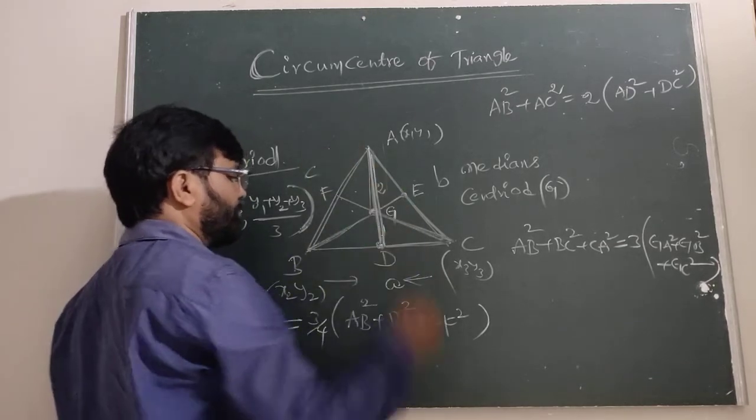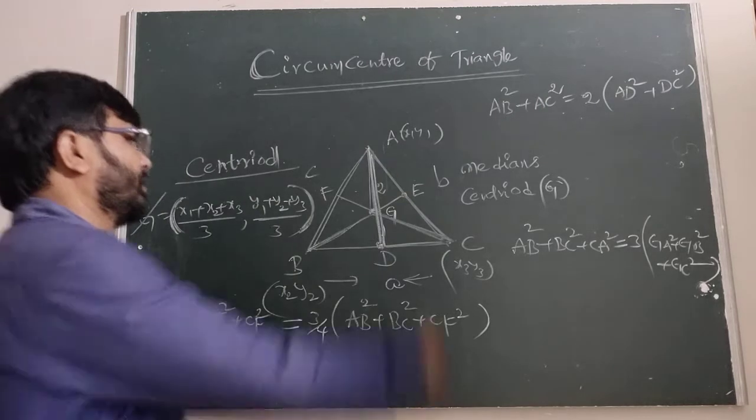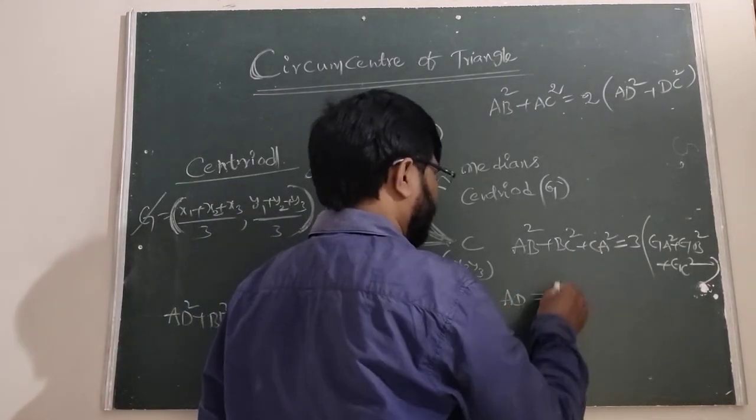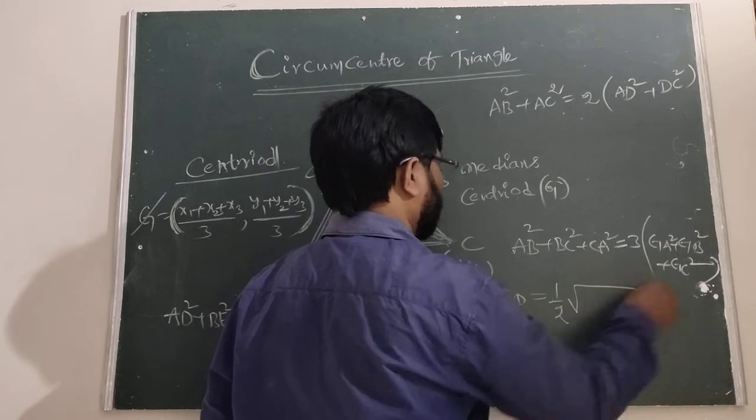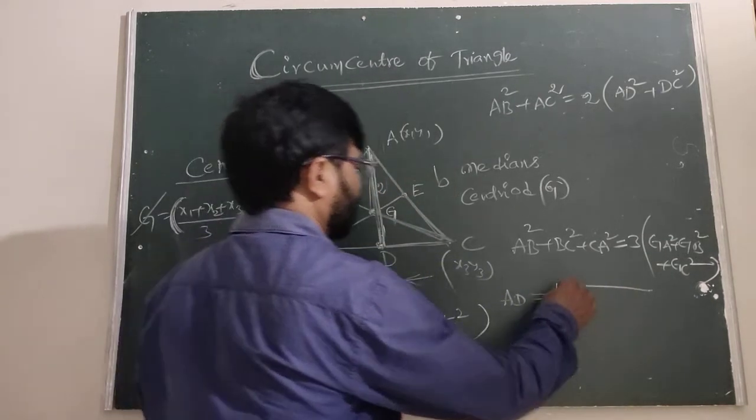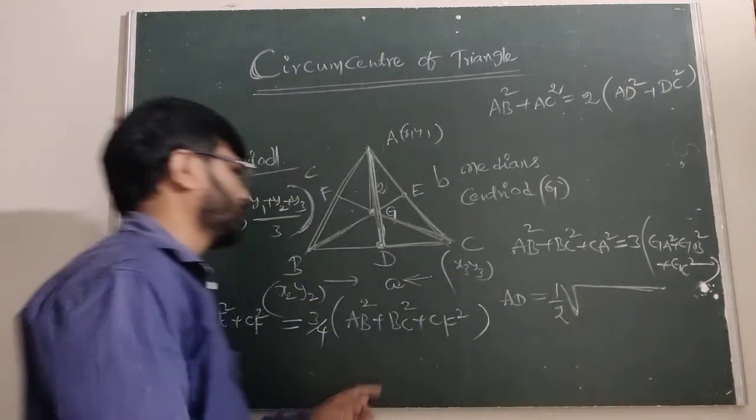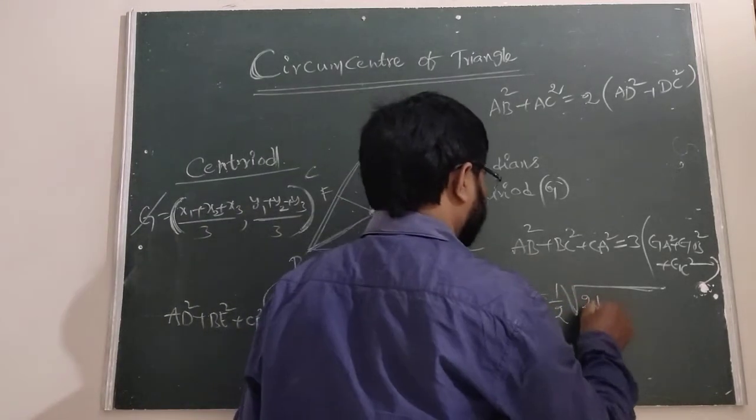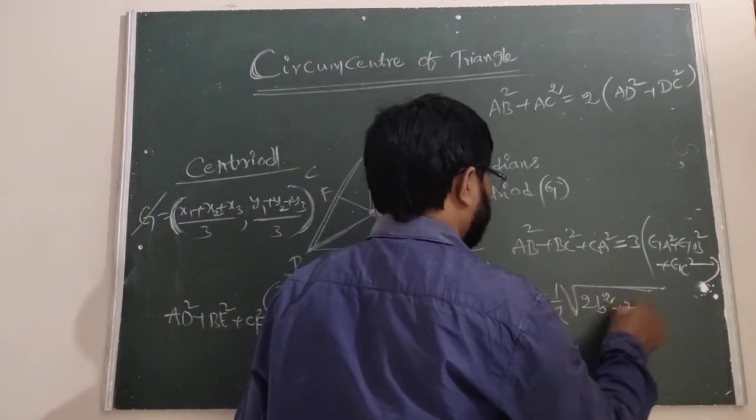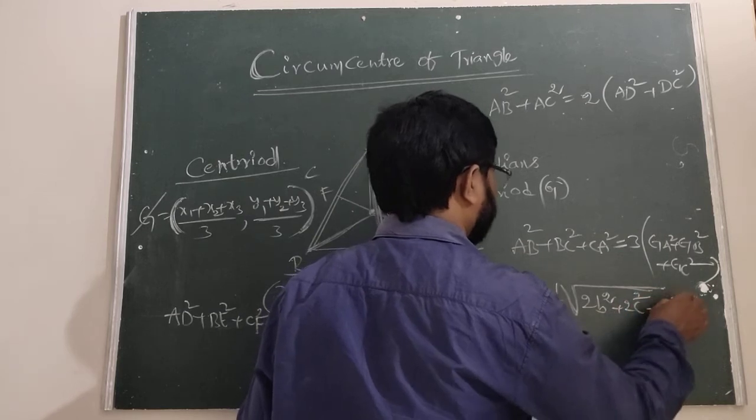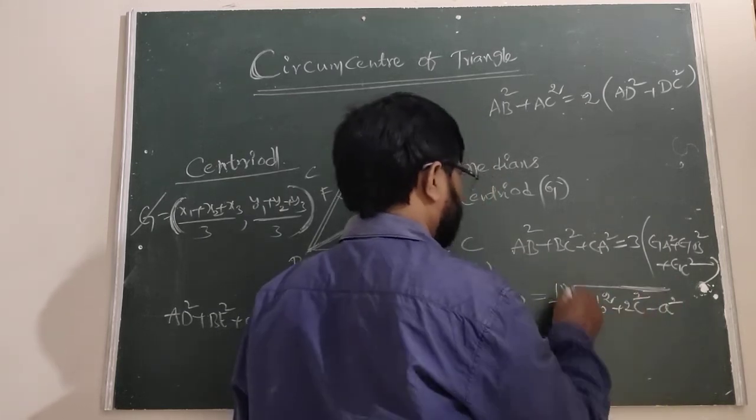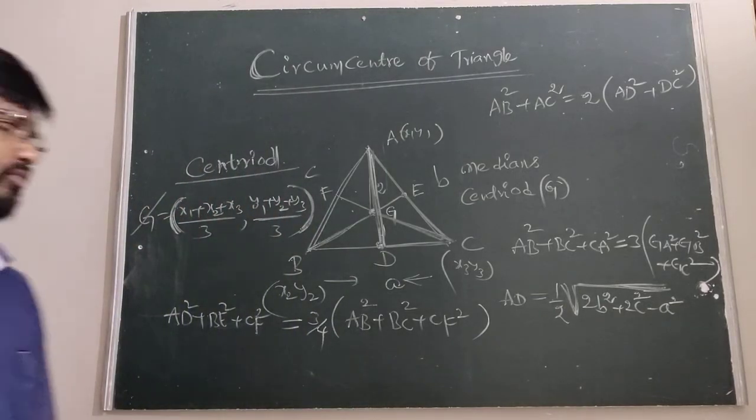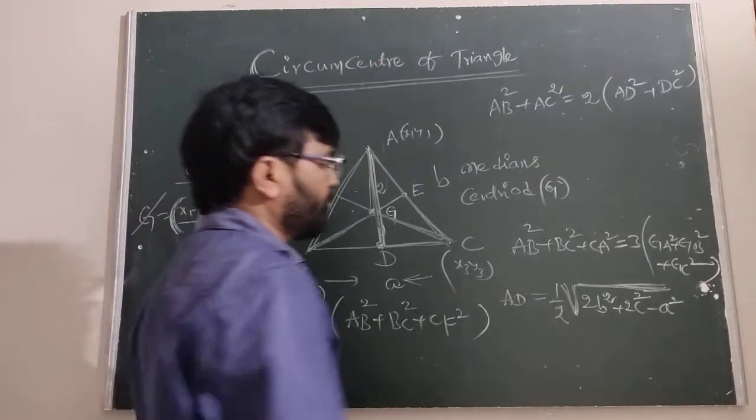The length of the median AD equals 1/2 into the square root of 2b square plus 2c square minus a square. This is the length of the median. How to get this one?